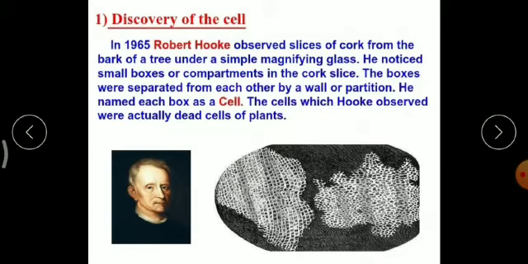In 1665, Robert Hooke observed slices of cork from the bark of a tree under a simple magnifying glass. He noticed small boxes or compartments in the cork slice. The boxes were separated from each other by a wall. He named each box a cell. The cells which Hooke observed were actually dead cells of the plant.